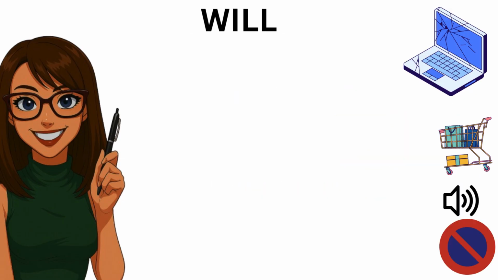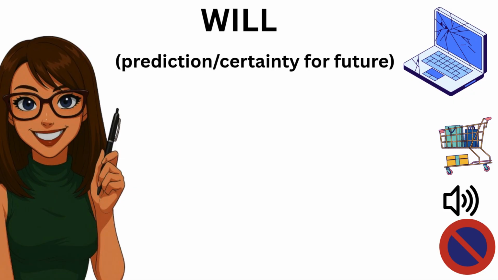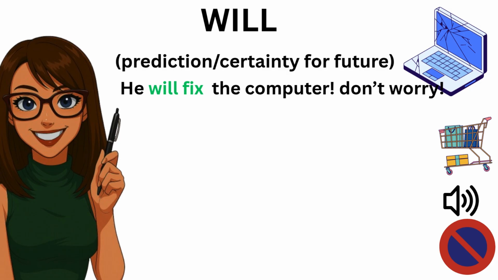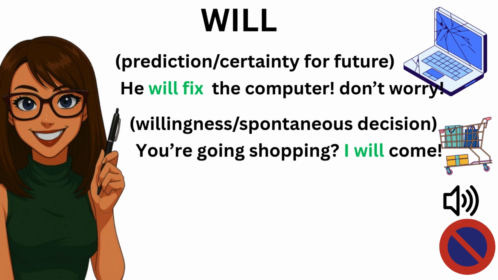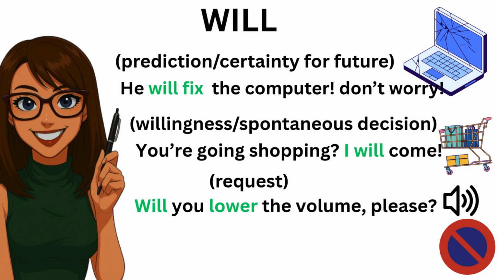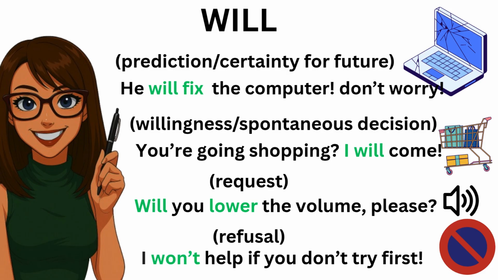Will. Will is used to make a prediction, or to show certainty for the future. He will fix the computer. Don't worry. It can be used to show willingness and for spontaneous decisions. You're going shopping. I'll come. It can be used to make a request. Will you lower the volume, please? And to make a refusal. I won't help if you don't try first.